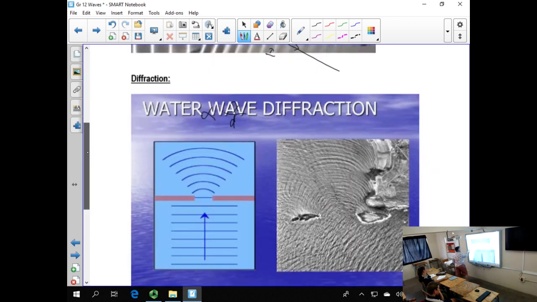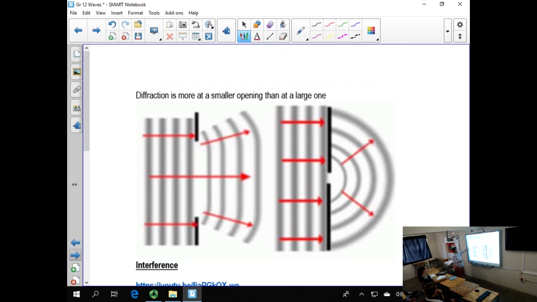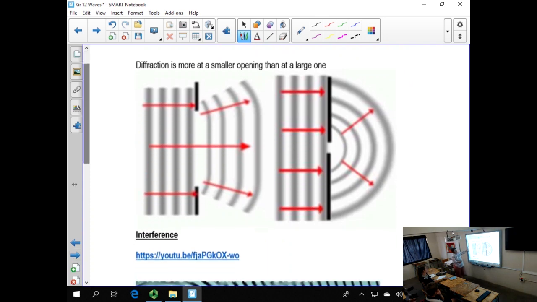Okay. Very clearly, we can see the water waves have been bent. Around over here, you can see there's even more bending around the edges of the obstacle. All right. Some more diffraction, size of the opening. If you have a big opening, there's less diffraction. If you have a small opening, there's more diffraction. The optimal amount of diffraction would be when the size of the opening is similar to the wavelength.